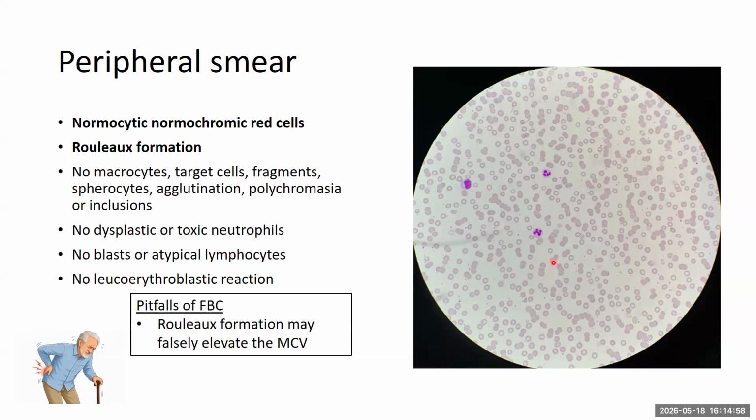So an important pitfall is that rouleau formation may artifactually elevate the mean cell volume on automated analyzers, as red cell aggregates may be interpreted as larger particles during impedance-based measurement. And it's important to note at this point that vitamin B12 and folate assays were normal, as well as the LFT and thyroid function test, which were ordered when the diagnosis of macrocytic anemia was made based on the FBC.